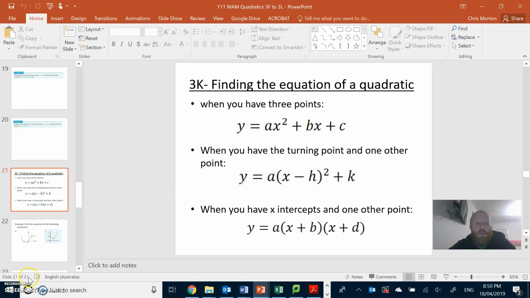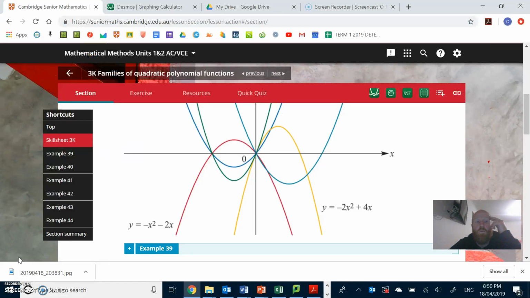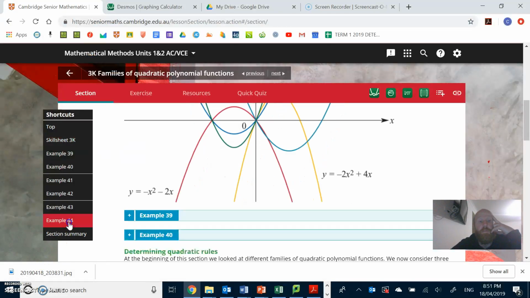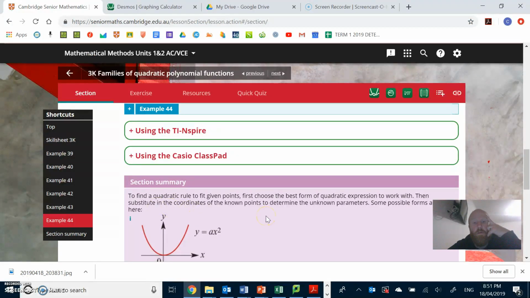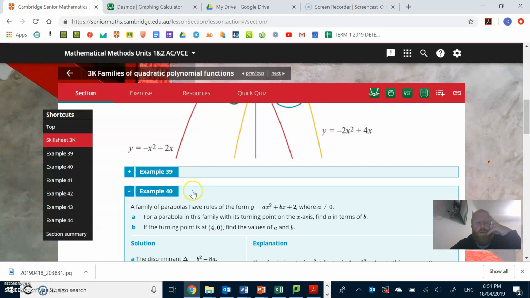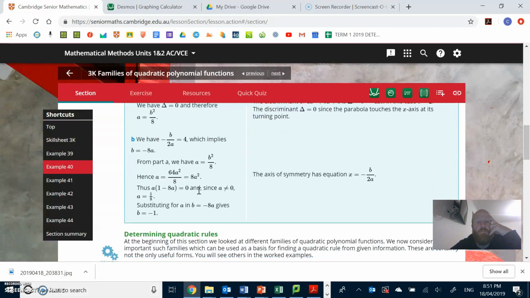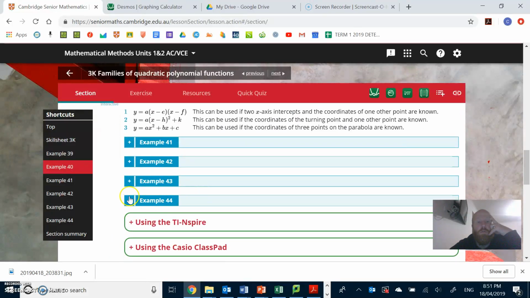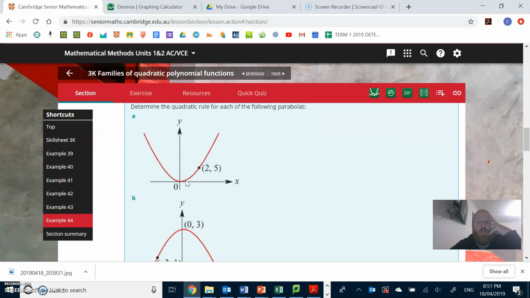Over on example 44, they have forms of the equation that are different to that. Let's have a look at 44. All right, so we've got a parabola here. The turning point is labelled as 0, 0, and we have this other one.